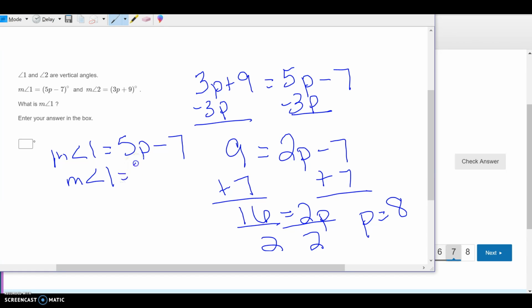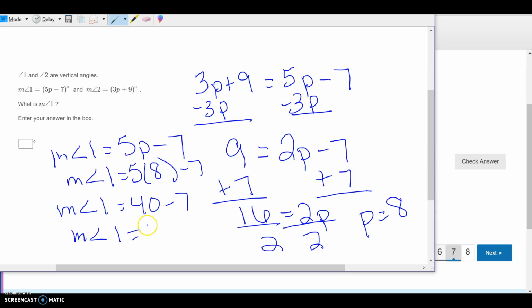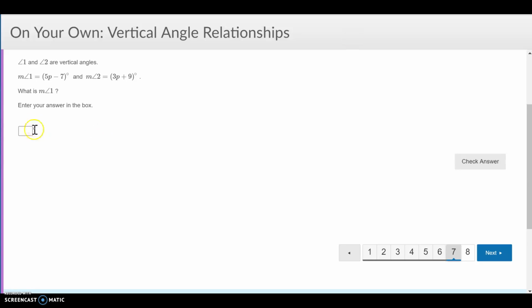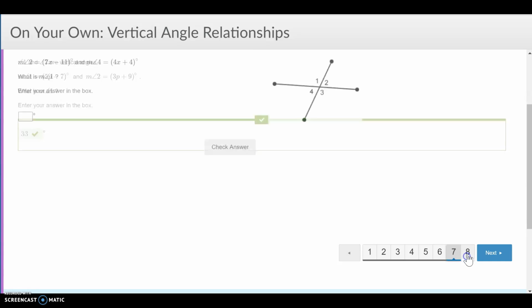We're looking for the measure of angle 1, and it equals 5p minus 7. Measure of angle 1 equals 5 times 8 minus 7. Measure of angle 1 equals 5 times 8 is 40 minus 7. Measure of angle 1 equals 33. Let me check my math. 5, 8. Yes. So let's see if we're right. There we go.